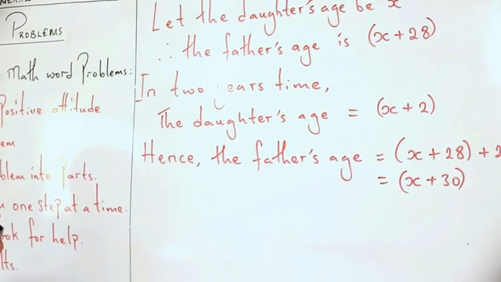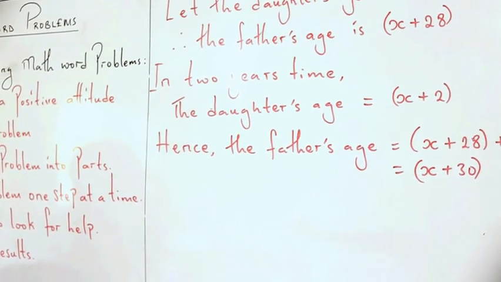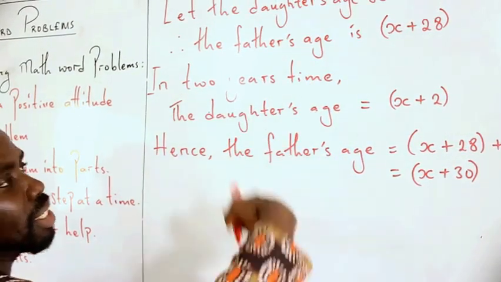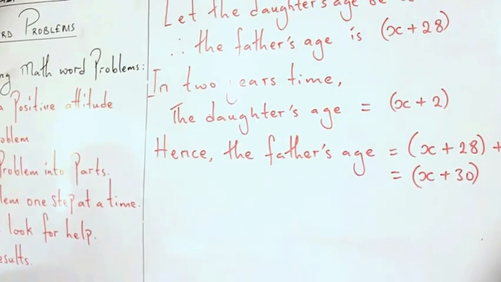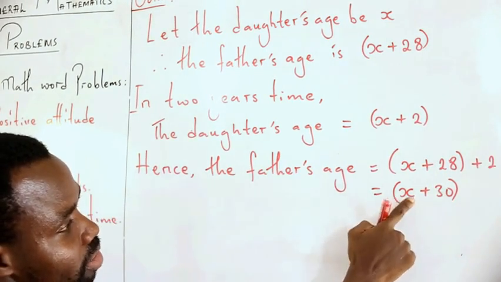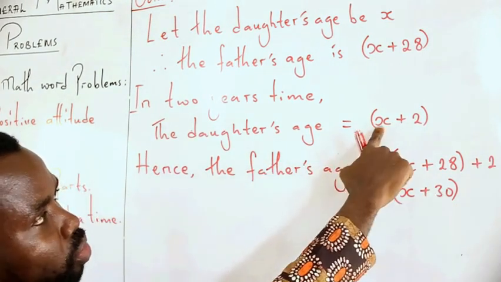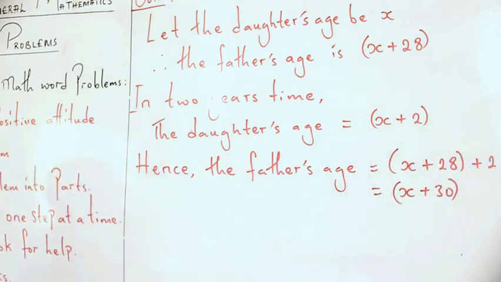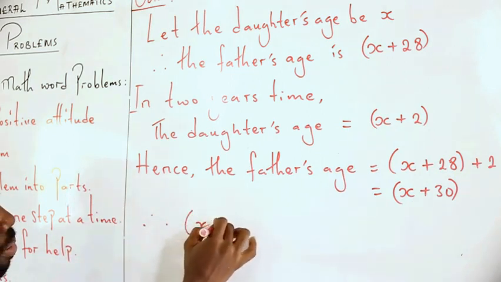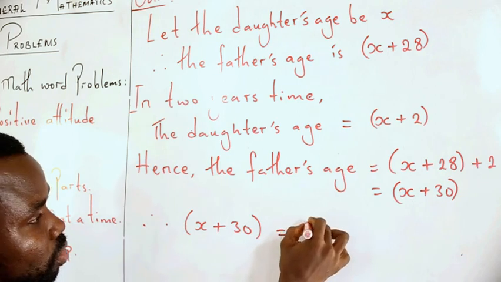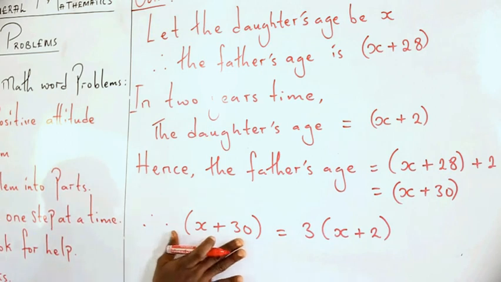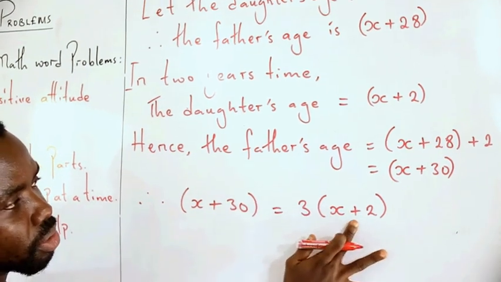But according to the second sentence in the question, we're told that after 2 years, the father's age is now 3 times the daughter's age. So if the father's age is x plus 30 in 2 years' time, then x plus 30 should be equal to 3 times x plus 2. And that is how we obtain our equation. So therefore, I can say x plus 30, which is the father's age, is equal to 3, open bracket, x plus 2. Father's age equals 3 times the daughter's age.